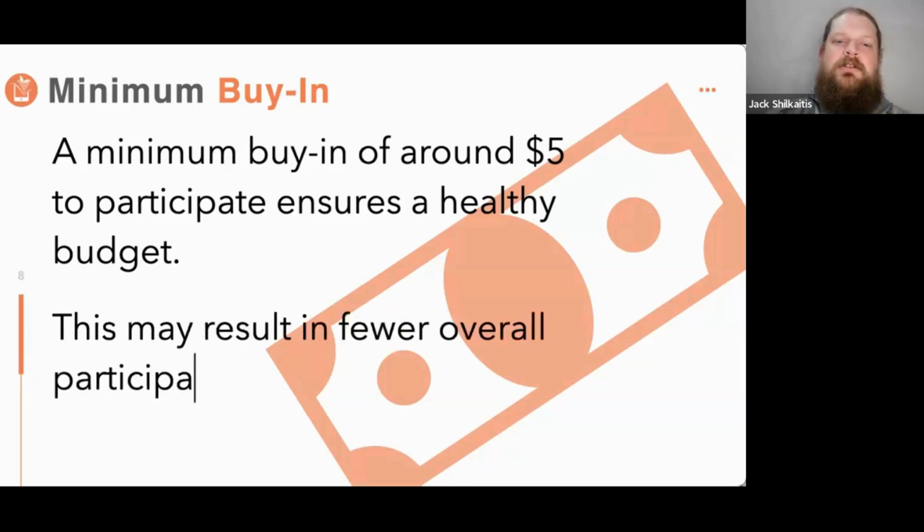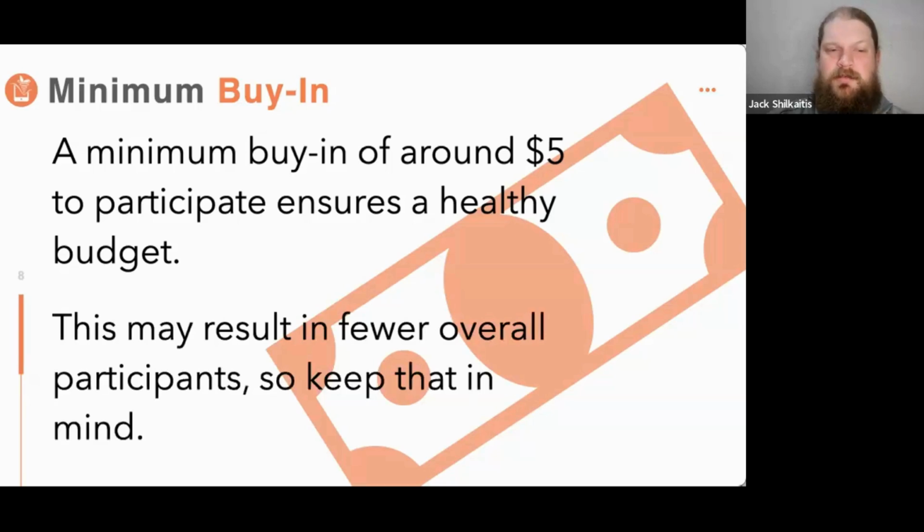Keep in mind that a minimum buy-in is probably going to result in fewer participants. This is essentially making it required that they contribute. There are going to be some authors that don't want to do that, and they're not going to join your promo. They would have otherwise, but just keep that in mind. It's probably going to reduce the overall size of the promo, but that's not necessarily a problem. You're going to be making up for that in ad spend and the traffic that's coming from those ads, hopefully, and then some, compared to those authors that are choosing not to participate.